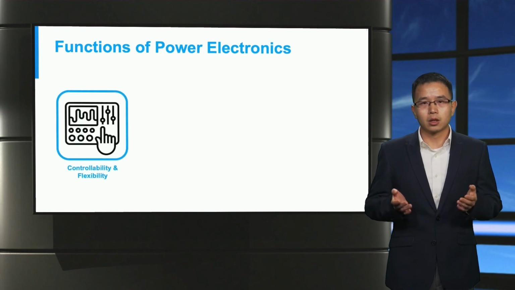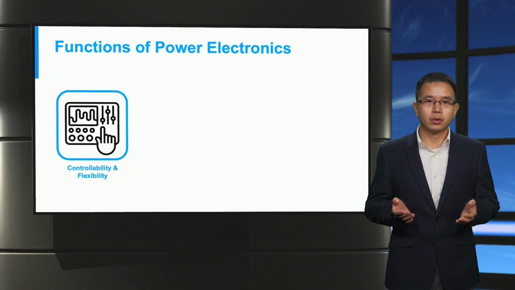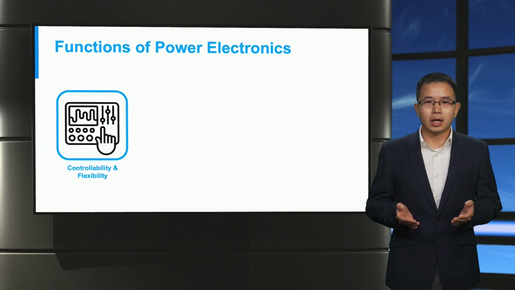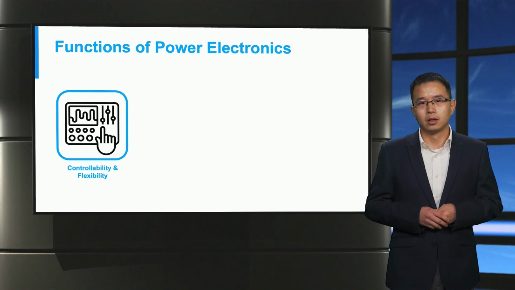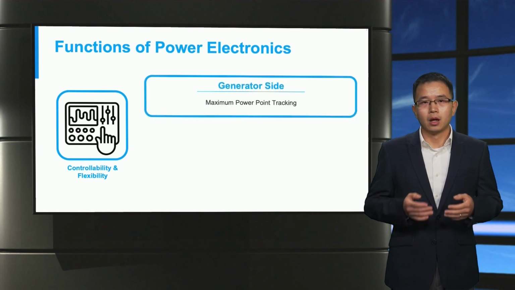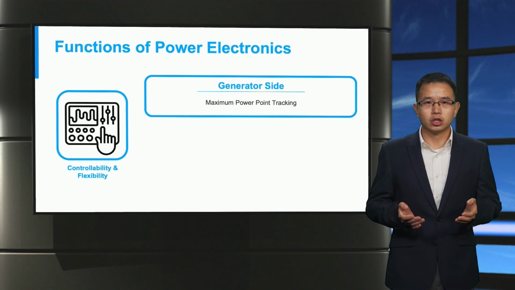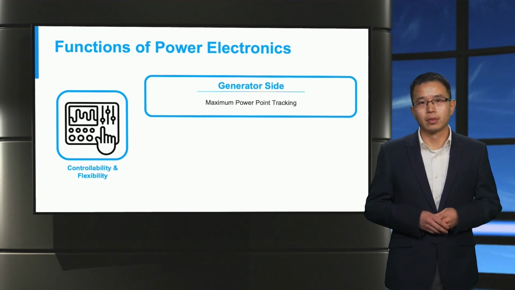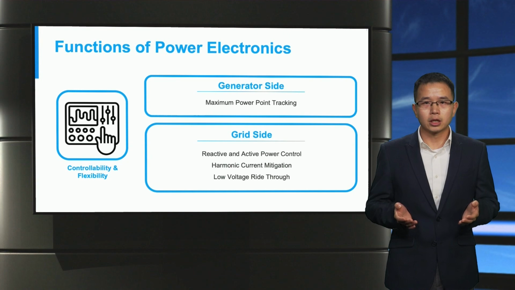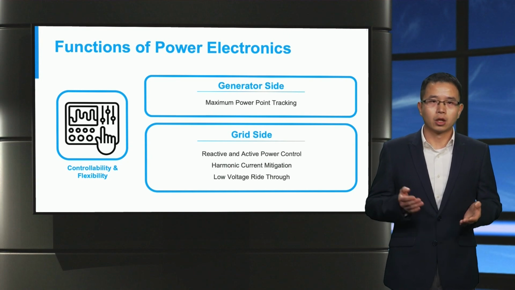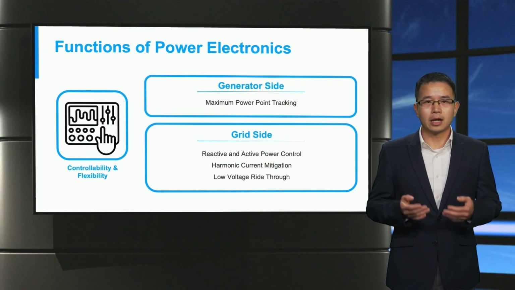As a controllable component, power electronics in renewables can do much more. Hence, controllability and flexibility of power electronics are its important aspects. To summarize, on the generator side, the major function is maximum power point tracking by controlling the speed of a generator or the output voltage of the PV panels. On the grid side, power electronics enable active and reactive power control, harmonic current mitigation, low voltage ride-through, and other ancillary services.